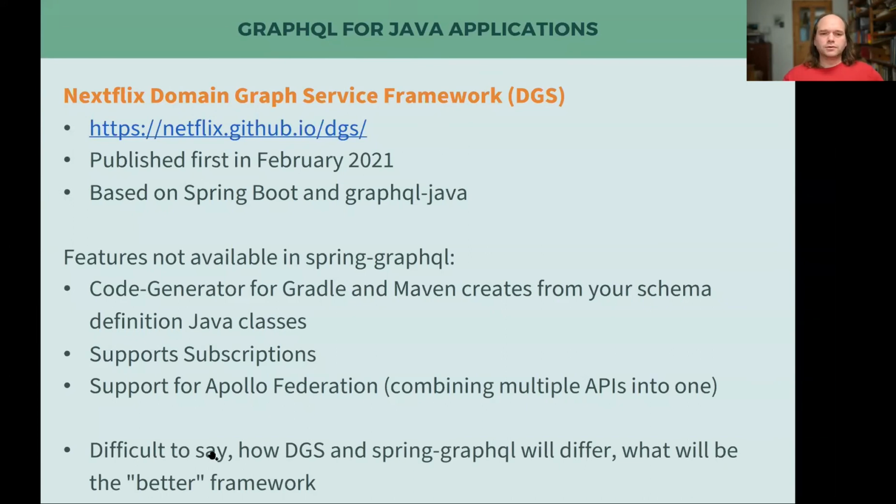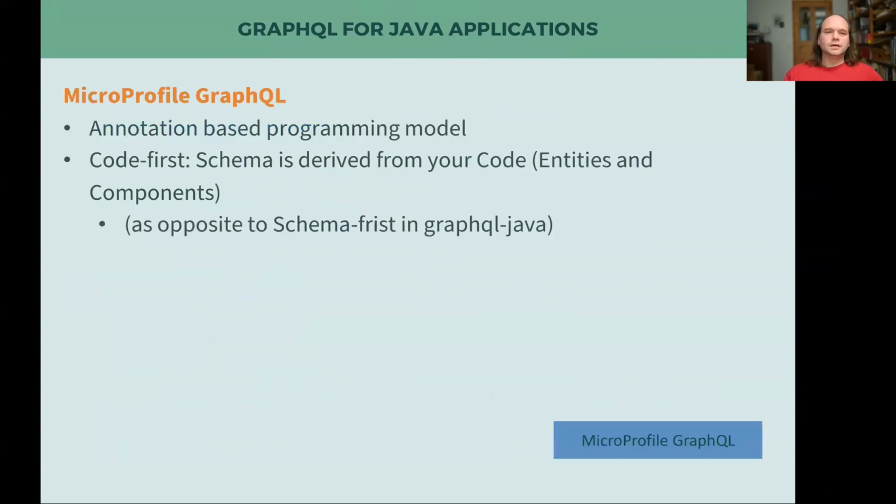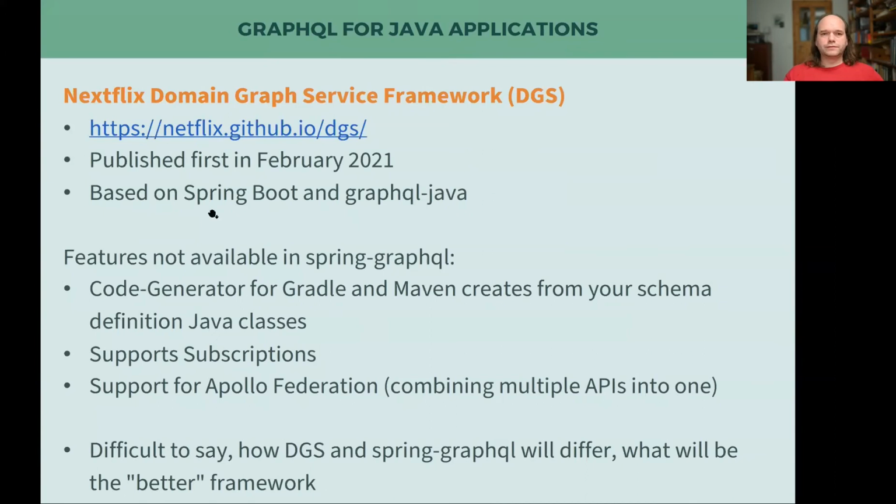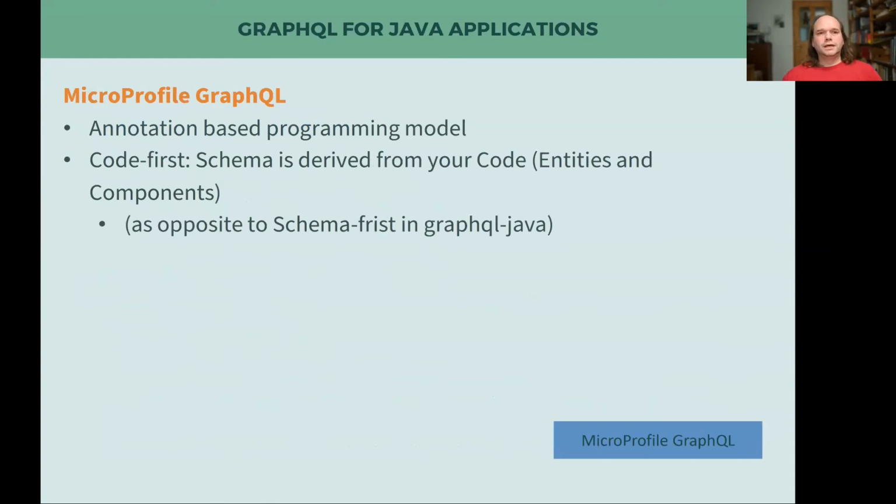Yeah, again, I don't know how DGS and Spring GraphQL will evolve in the future, if they work together or not, and what will be the better framework. I have no idea yet. We will see. The programming model of Netflix is very similar to that in Spring GraphQL, so I have no example here. A completely different approach is MicroProfile GraphQL.